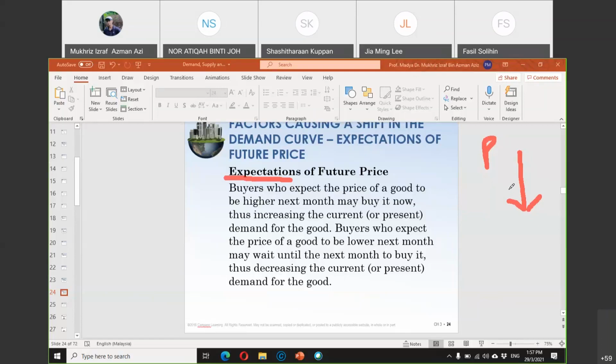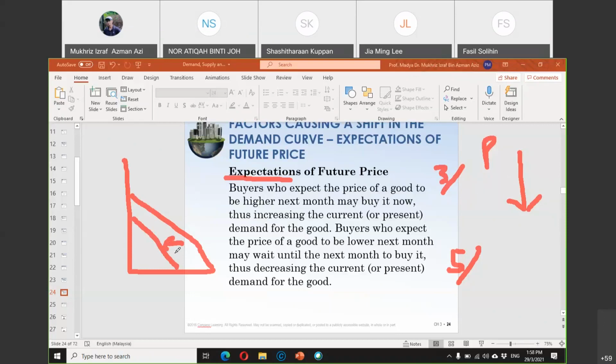So if the price might go down, what will happen to the demand for that good now? Will it increase or will it decrease? If you expect that, now is March, in the month of March, but in May the price of that good will go down, are you going to buy that good more today or more in the future? If you expect the price to go down, meaning today's quantity demanded, the demand for today will decrease, because people are waiting until the month of May to make the purchase.